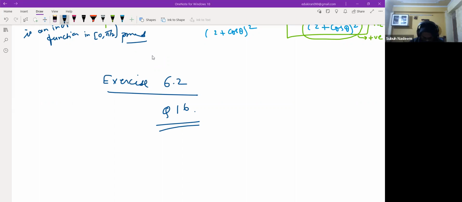So how do you know if it's increasing or decreasing? You have to see the derivative. Derivative is positive or negative in the interval. This is what we are doing now.